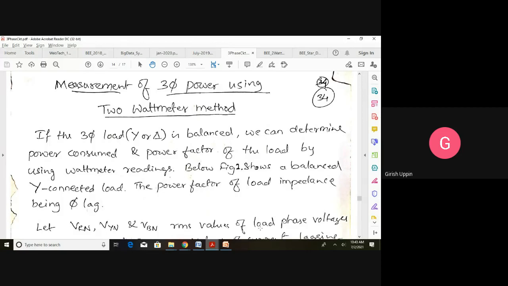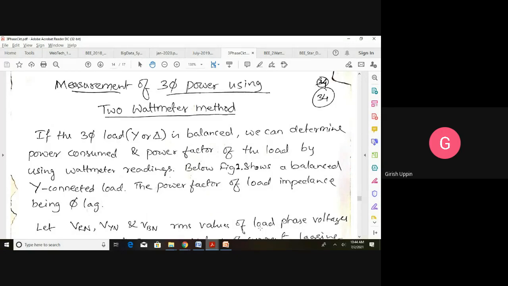Instead of using 3 wattmeters, we can use 2 wattmeters. Using 2 wattmeters, we can measure the three-phase power, and for that we have to prove that 2 wattmeters are sufficient to measure the three-phase power. So in this particular example, we are considering the three-phase load. It can be either a star connected load or a delta connected balanced load.